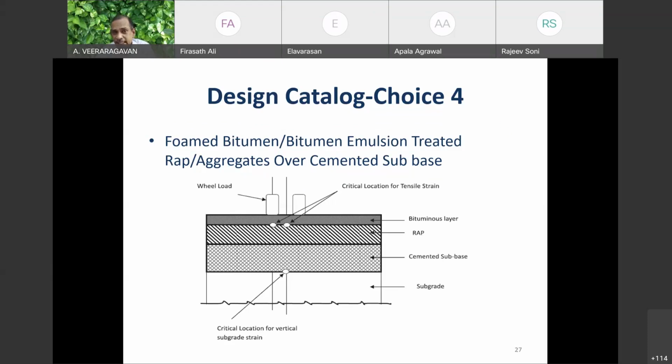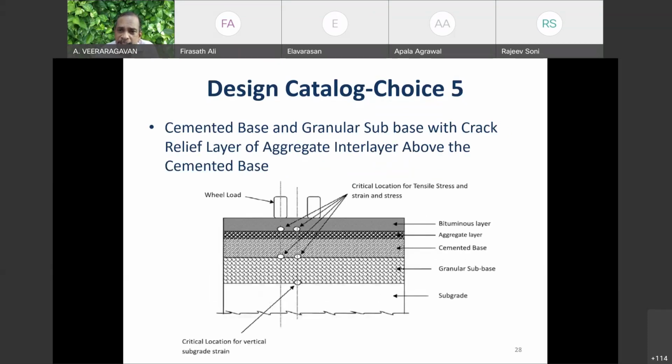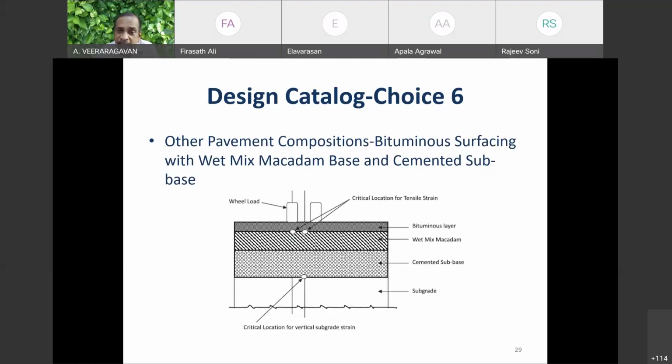So mix design of RAP is again a challenge. Those of you who want to choose a topic for a PhD or MTech student, mix design using the RAP is another challenge which can be taken up as a project problem for research. We brought in a cemented subbase, cemented base with an aggregate layer. This is choice 5. I can also go in for a cemented base and a wet mix macadam granular base. This is again a choice.